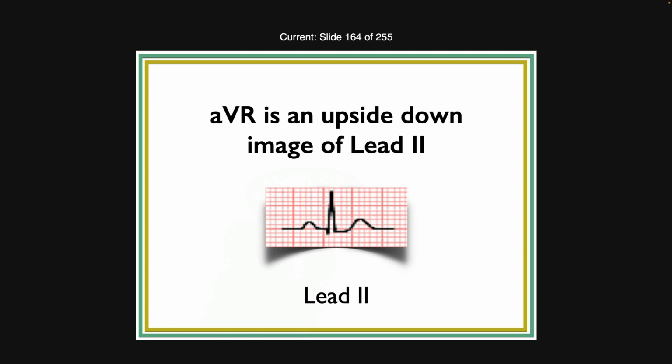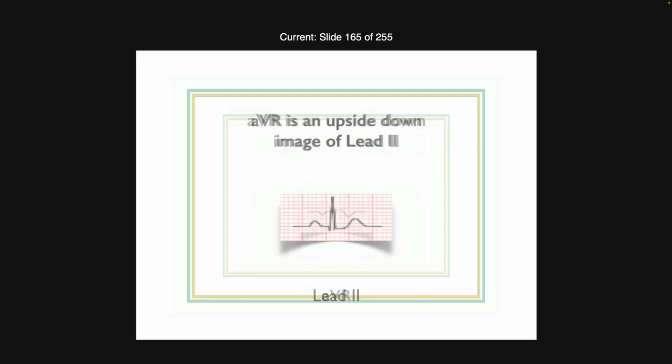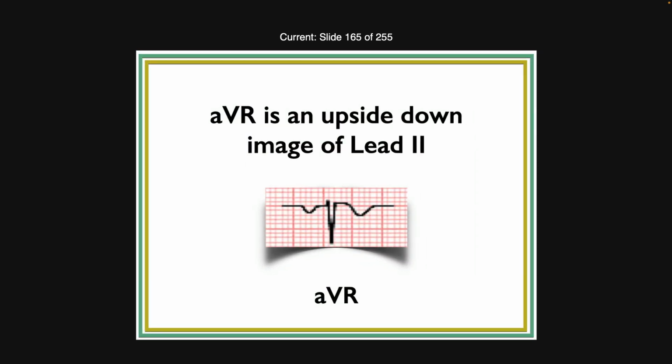So if the P wave is upright in lead 2, what's it going to look like in AVR? Yeah, it's going to be flipped, okay? If there's a big R wave in lead 2, what are you going to see in AVR? A big what wave? What's a negative wave? An S, probably an S wave, because there's a little tiny Q here, and so on. So what we'll see is a flipped P, a flipped T, and a little tiny R, which was the Q in lead 2, and an S wave.